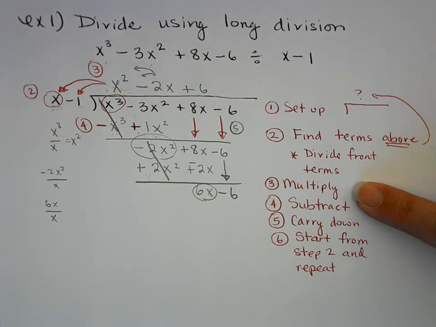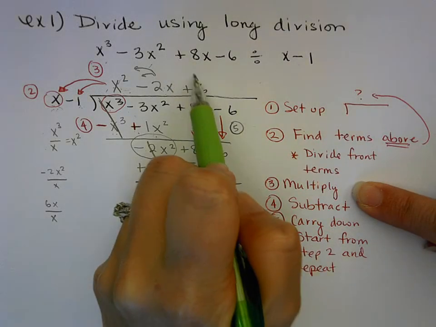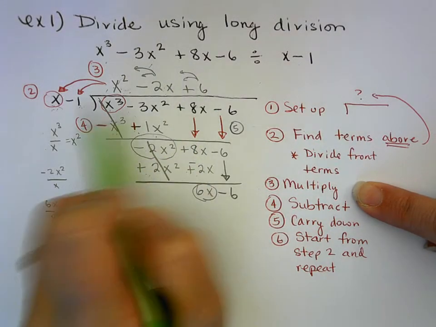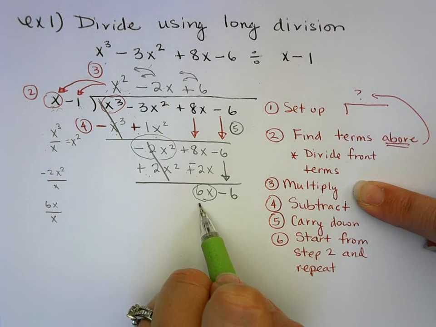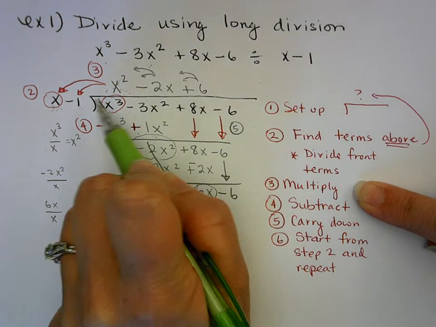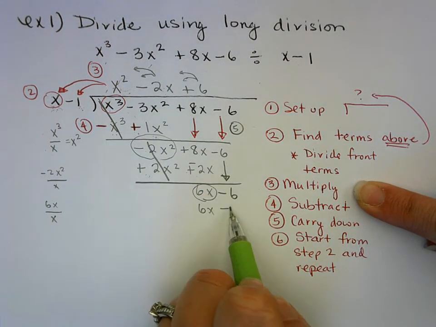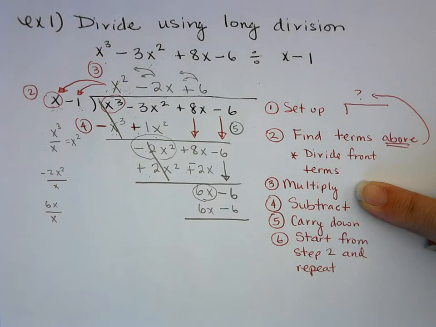Okay, so now we're going to multiply. So I did the term above, so now I'm going to multiply. Okay, so Valerie, you're going to help us out with that. So 6 times x, 6x, and then 6 times negative 1, negative 6. Okay, good. Okay, and then Parker, what's step 4?